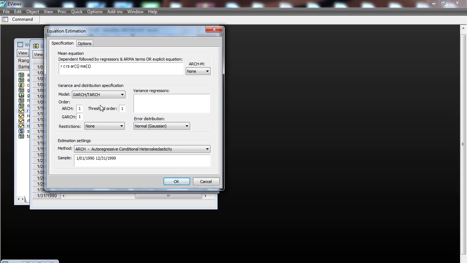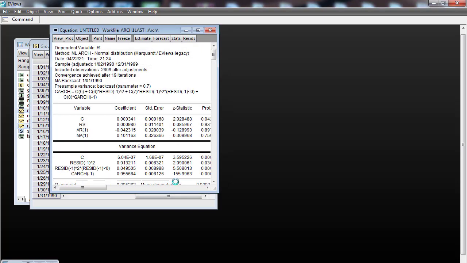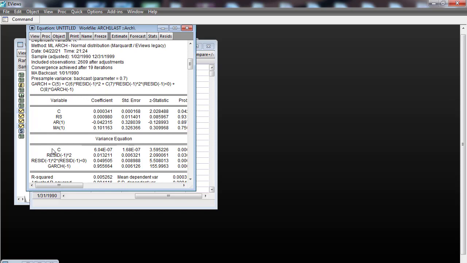Okay, so here what we have now: ARCH1, GARCH1, and threshold order 1, which is the TARCH model. We leave everything as it is, and then I press OK. This is the outcome of the TARCH model, and this is the variance equation which we are going to concentrate on. So what is this?